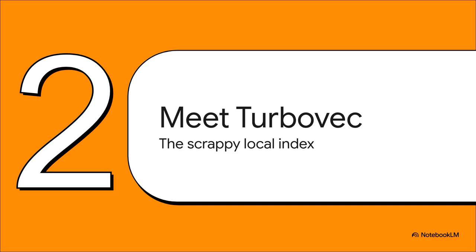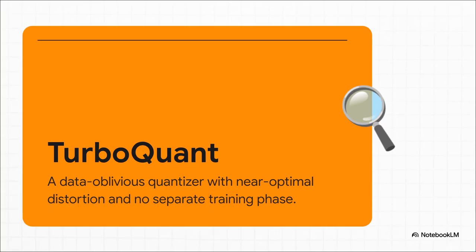It's the scrappy, pure local Rust index taking on the industry giant FAISS. Turbovec is this incredibly lightweight powerhouse, and its secret weapon is actually Google Research's TurboQuant algorithm. The source defines this as a data-oblivious quantizer with near-optimal distortion. Now, in plain English, data-oblivious just means the algorithm doesn't need to study your specific data beforehand to figure out how to compress it. Because of that, it totally eliminates the need for any separate time-consuming training phase.